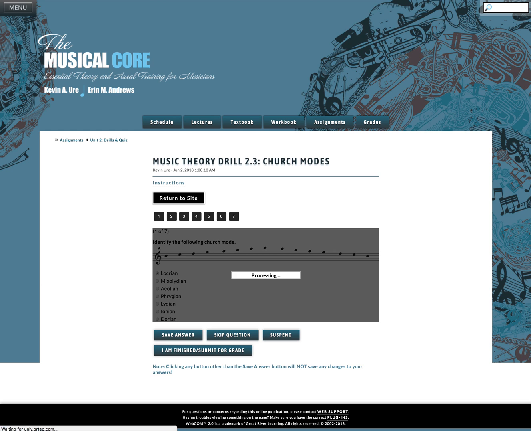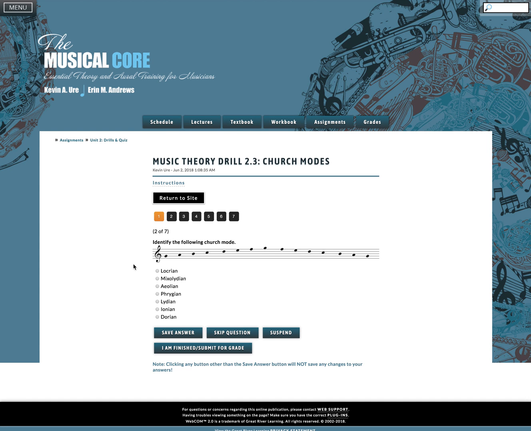So let's do one more. This one starts on G. What mode starts on G? Remember the modern modes. I know that that's Mixolydian. So there's my answer. So the church modes one is very simple. Let's move on to the next one.